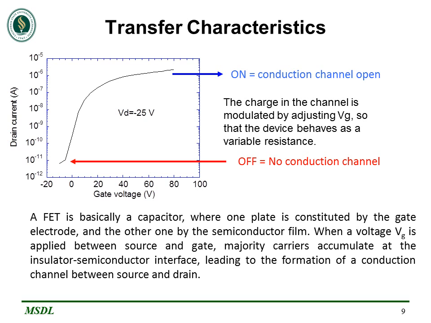Now let's see the transfer characteristic of organic field effect transistor. The transfer characteristic of organic field effect transistor is shown in the figure. The charge in the channel is modulated by adjusting the gate voltage, so the device behaves as a variable resistance. When the gate voltage is applied between source and gate, majority carriers accumulate at the insulator semiconductor interface, which leads to the formation of a conduction channel between source and drain.